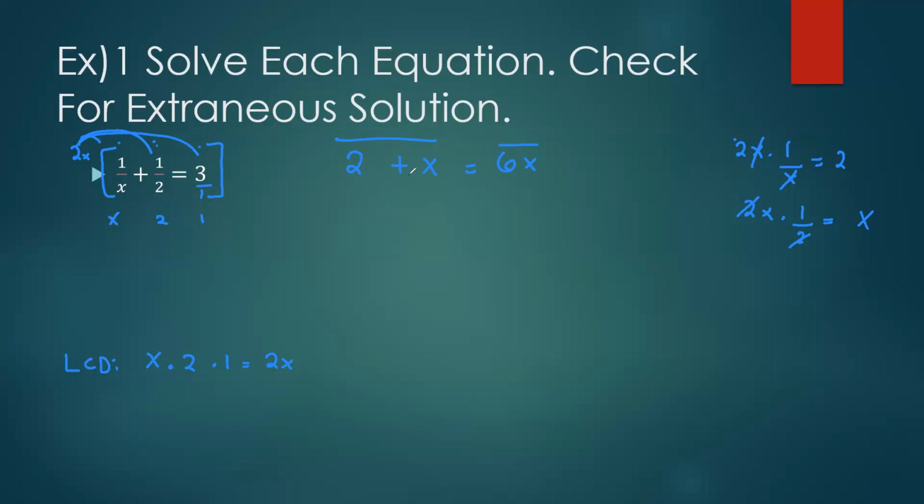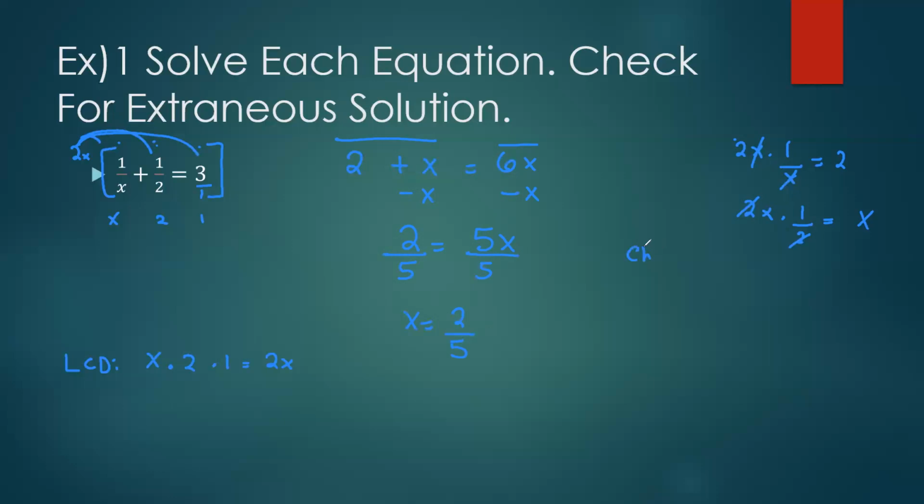So let's get all the x's on one side and all the constants on one side. Move this x to the right by subtracting 1x from both sides. So you get 2 equals 6x minus 1x, which is 5x. Solve for x, so I'm going to divide by 5. And you get x equals 2/5.